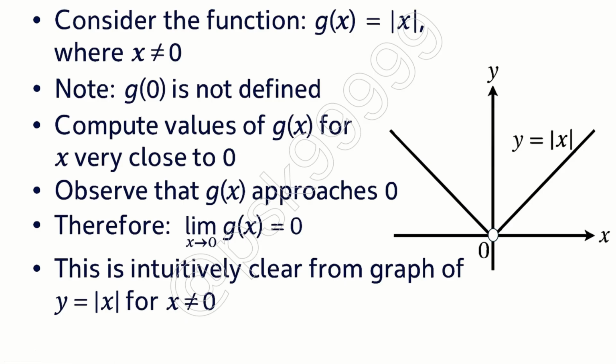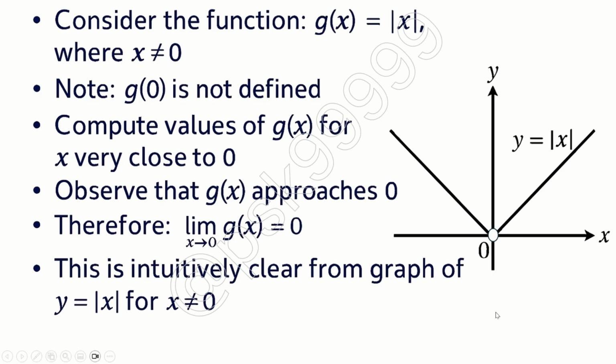So this is what we will say: as the limit x tends to 0, g of x is tending to 0, or this is called the limit at x equal to 0 is 0. Okay, hope you understand this. Even though g of x is not defined at x equal to 0, we are telling as x is tending to 0, g of x is 0.